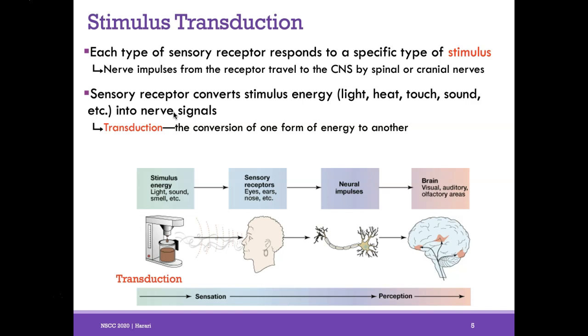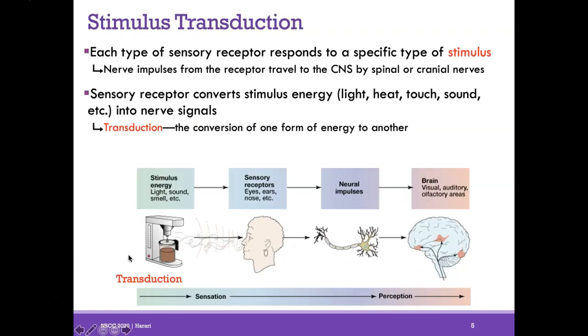Transduction just means the conversion of one form of energy into another. So what we're doing in the sensory system is the sensory receptors are transducing the stimulus energy. Let's say it's a sound or a smell, that's a form of energy. And the receptor is converting that energy, it's transducing that energy into nerve signals. And those nerve signals could then inform the brain of what that stimulus is.